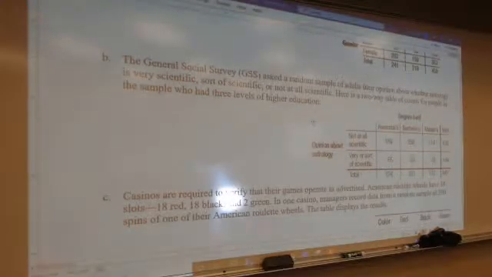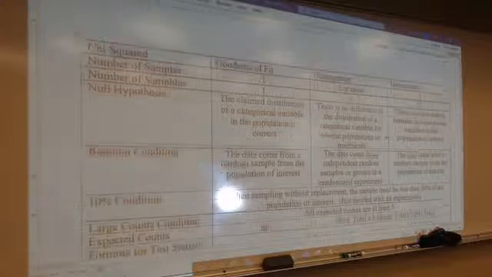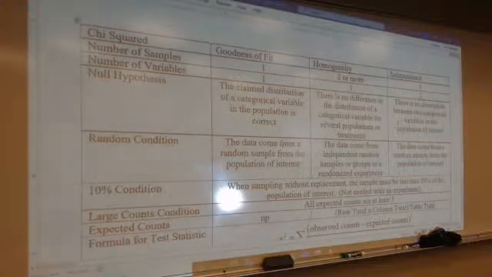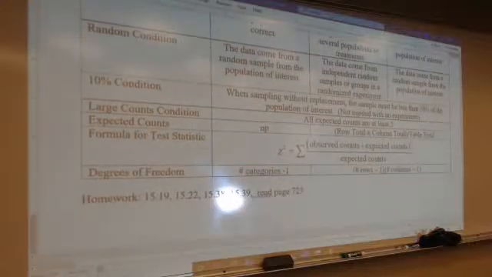And then lastly, B. Independence. We have one sample and we're testing to see if there's an association between degree held and opinion about astrology. Here is a chart that sums things up as far as the difference in all of these tests. And there is your homework. And we're done.